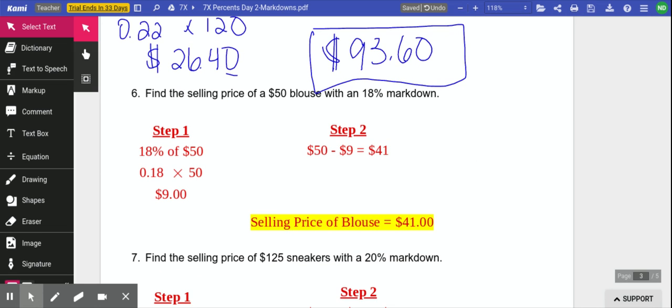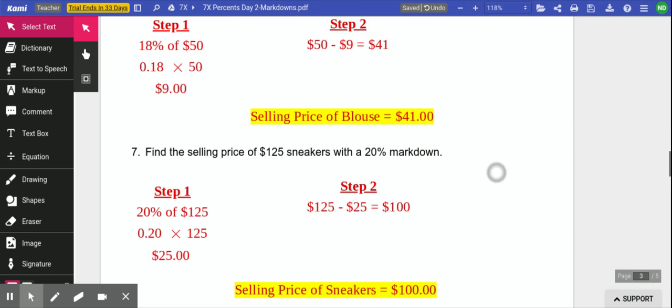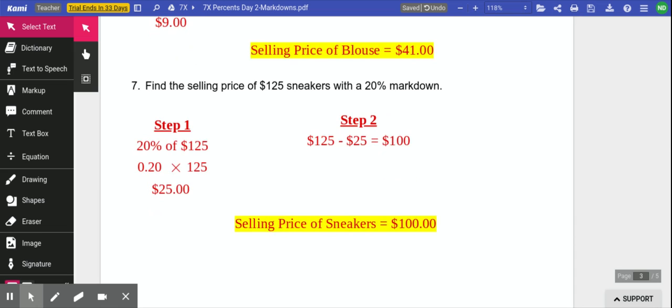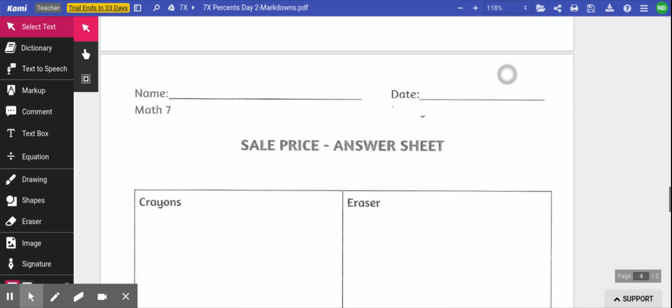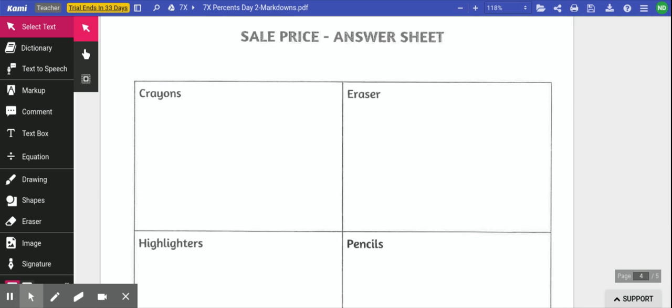Okay, number 6, the selling price of the blouse should have been $41. And number 7, the selling price of the sneakers should have been $100. Okay, what you guys are going to do now is the markdown drag and drop activity that I have on the classroom. I will post a video that explains the directions with that. To show your work for that drag and drop activity, I included a sale price answer sheet where you can do all your work on here just to keep track of the items that you're calculating.